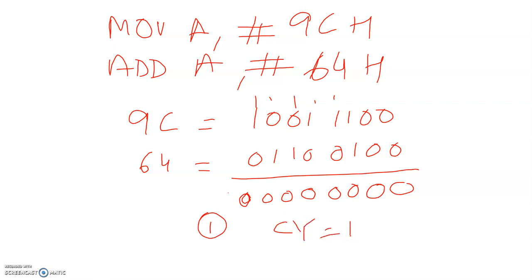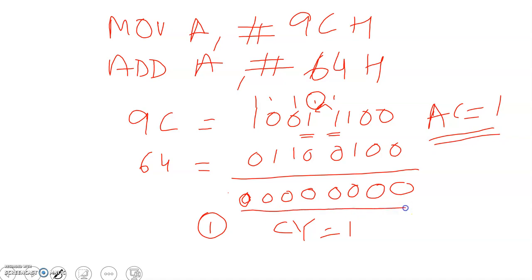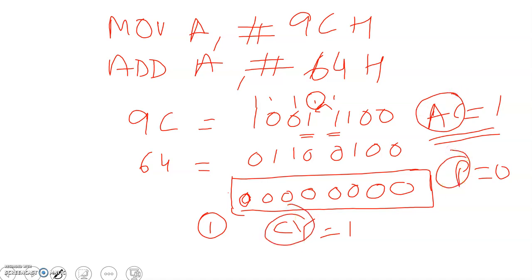And one more thing, there is a carry from D3 to D4. Just see here, this one. So auxiliary carry will also be set to 1. What about the parity? Since there are no ones in the accumulator in the final result, parity will be equal to 0. So this is an example to illustrate how the AC and CY flags and the parity flag get affected during the course of operation of the ADD instruction.